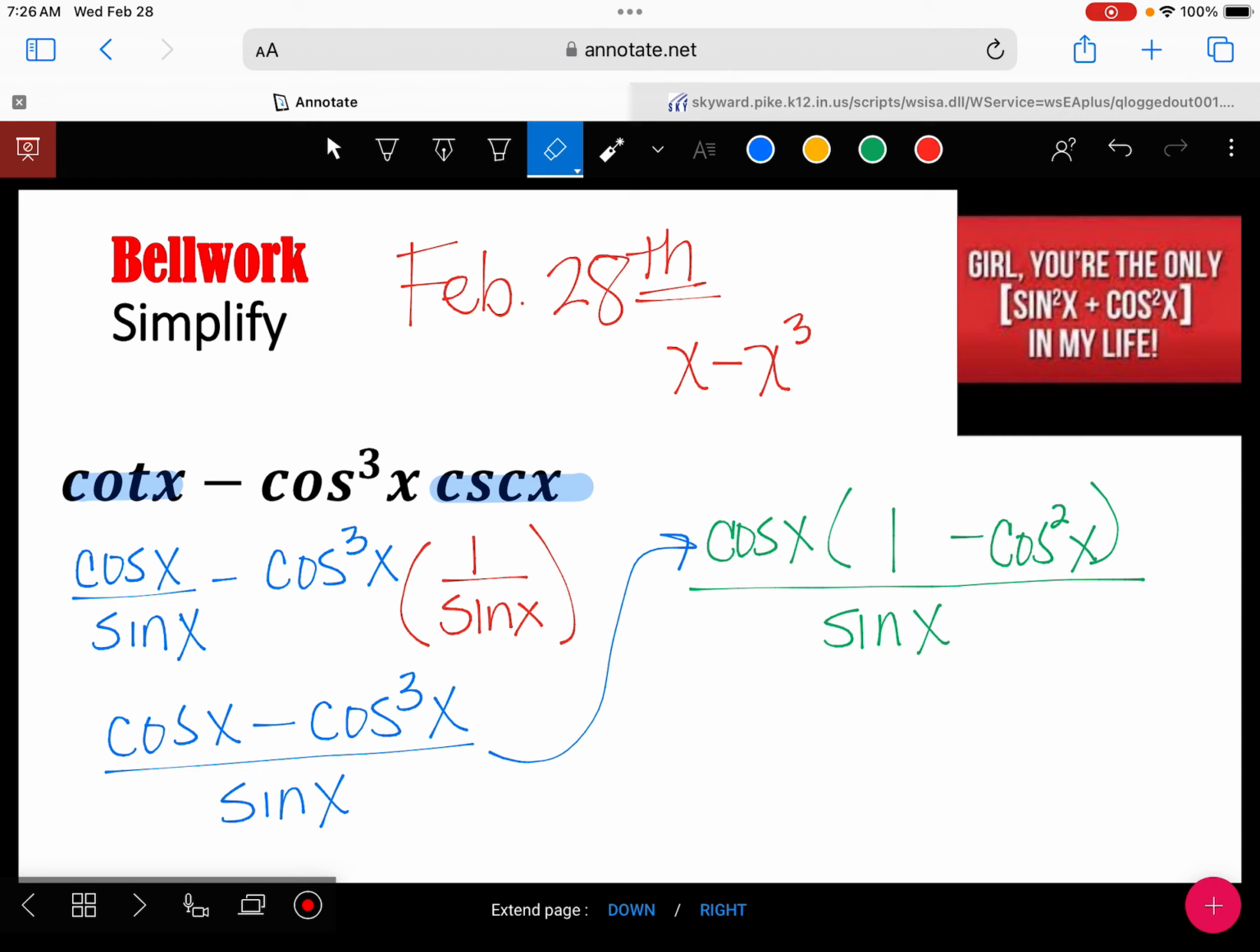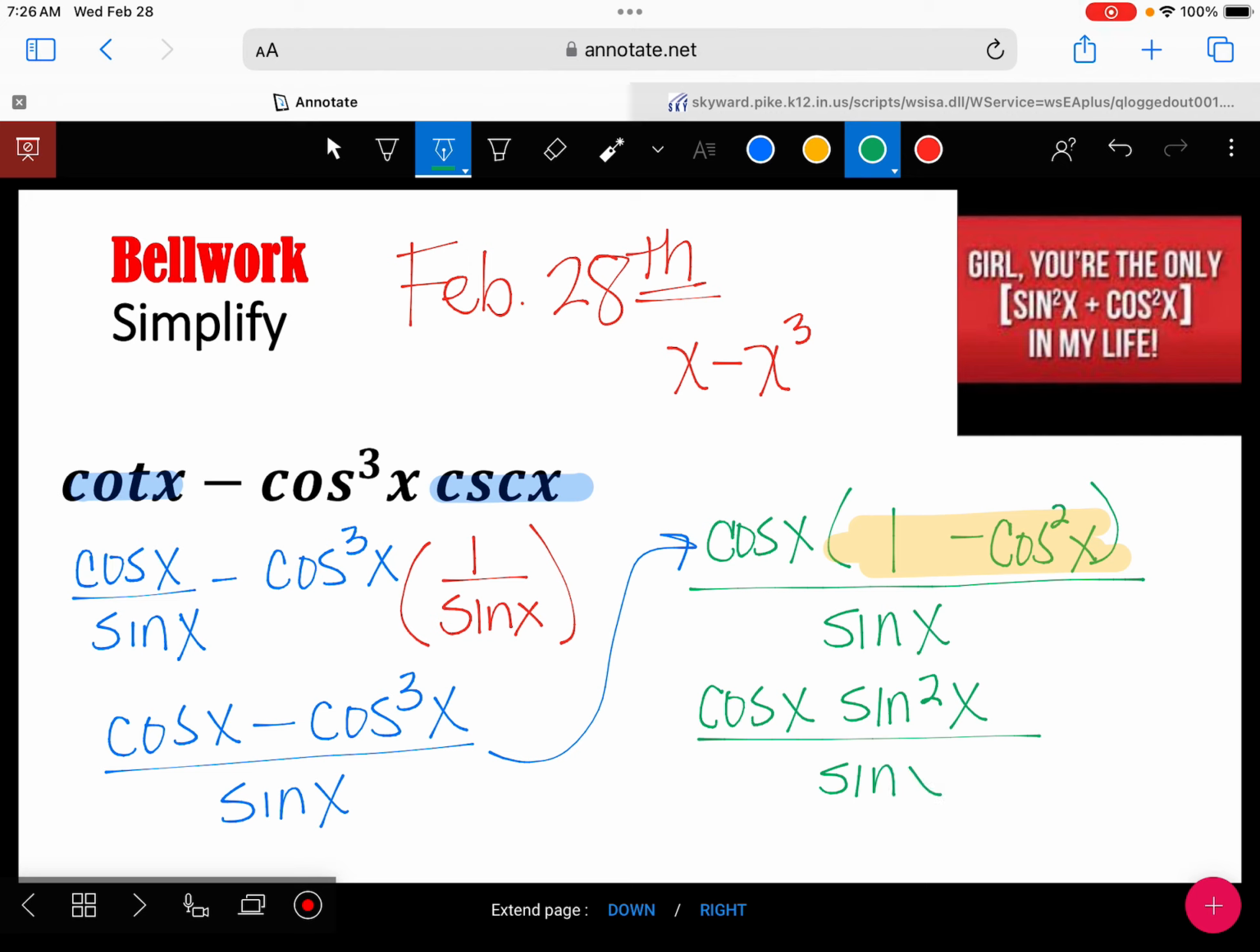Sine squared. So this here is going to become a sine squared. So what I have here is I have a cosine x, and I have sine squared. And that's all over sine. All right. Is there anything else? Because when you simplify, you just keep going until you run out of moves. It's like a game of strategy, I guess. Can I do anything else?